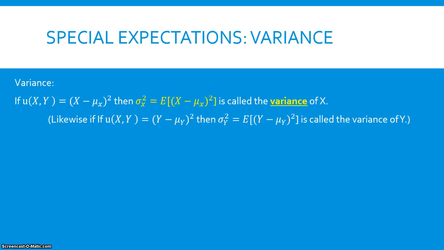The next special expectation we're going to talk about is the variance. This is also defined very similarly to how it was in the univariate distributions. If our function of x and y is equal to x minus the mean of x squared, then we can take the expected value of that and call it our variance of x. And we give it the notation sigma squared with a subscript x. We could also do the same thing with y, take the expected value of y minus the mean of y squared, and that would be our variance of y.